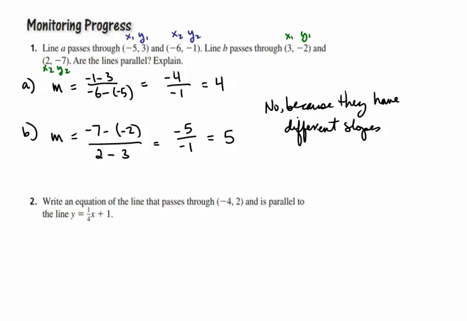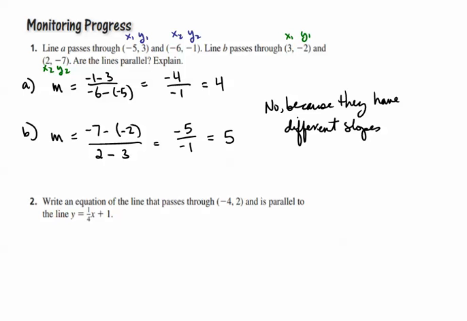Again, if we're trying to see whether two lines are parallel, what we need to do is find the slopes of each of those lines. If we're given an equation, we can solve for y equals mx plus b and find the slope that way. If we're given 2 points, we can use m equals y2 minus y1 over x2 minus x1 and find the slope that way. Then eventually what we need to do is just compare the two slopes. If they're the same, the lines are parallel. If they're not the same, then the lines are not parallel. All right, so let's go on to problem number 2 here.